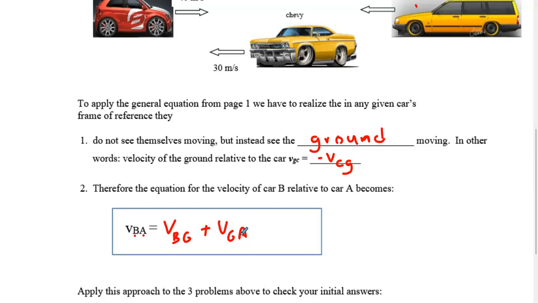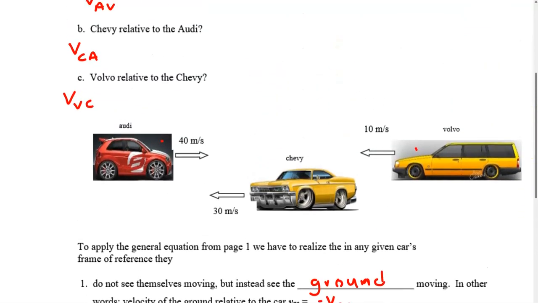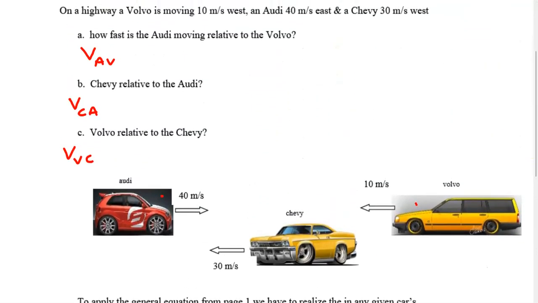So let's go ahead and do it for the problems that we saw above, and then I'll have you do your own practice. So if I want to do how fast is the Audi moving relative to the Volvo, so we're in the Volvo, I just set it up like below. Okay, I'm going to do V_AG plus V_GV. Again, the A and the V are bookended and the G is in the middle. Okay, so let's put it in. So what's the velocity of the Audi relative to the ground? Well, that's this. We're going to say to the right is positive, so we're going to say positive 40.